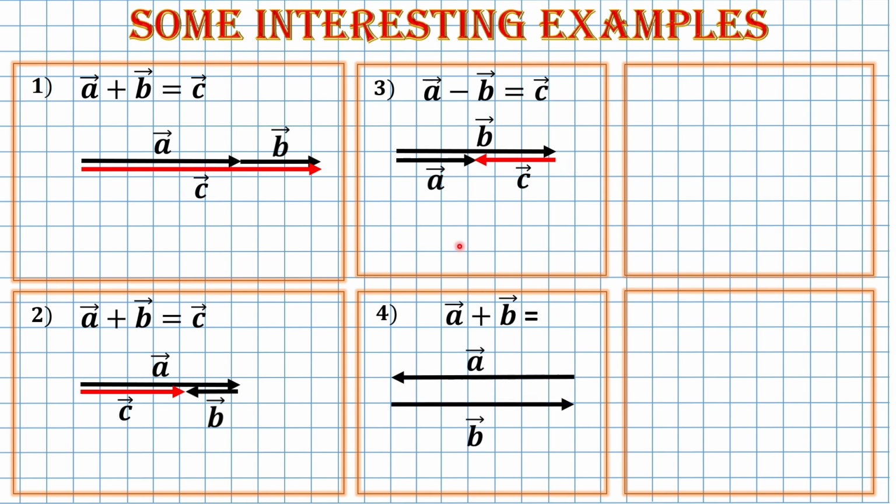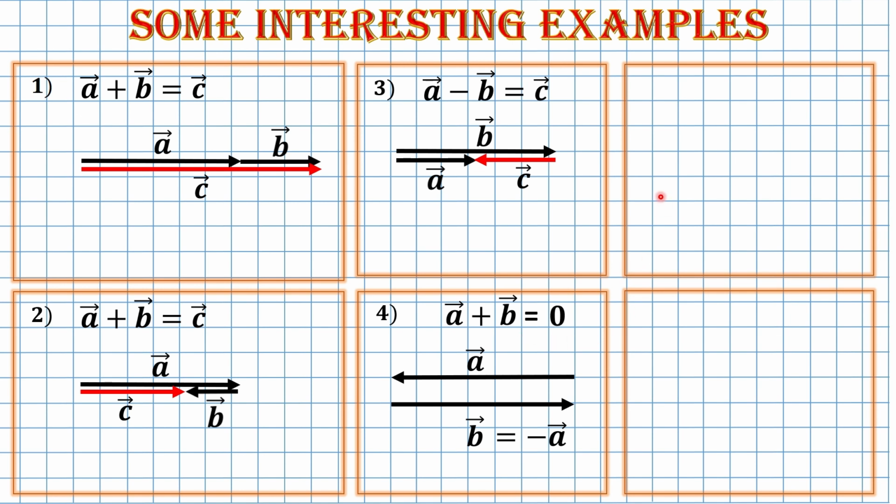Now let's look at the fourth example. We have two vectors, vector A and vector B, and they have the same length but opposite direction. Since these two vectors have the same length but different direction, we can write that vector B is equal to minus vector A. And if we put minus A here instead of B, we will get A vector minus A vector. So it will be just 0.